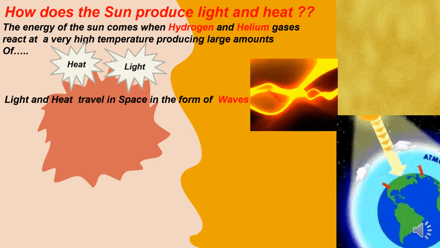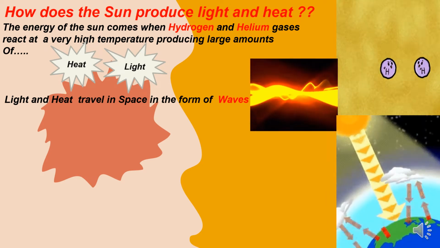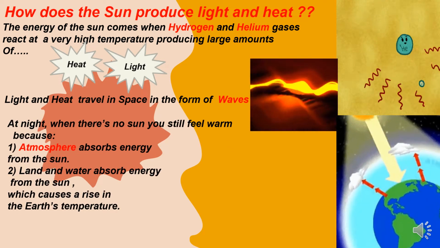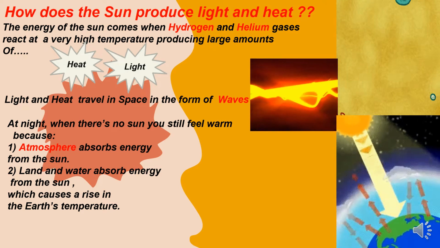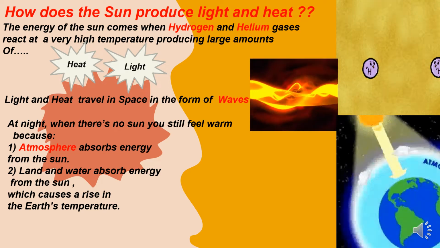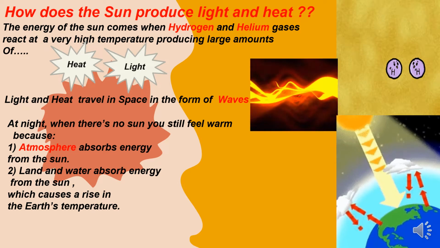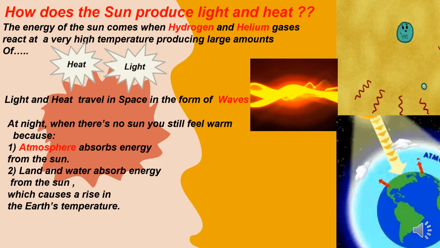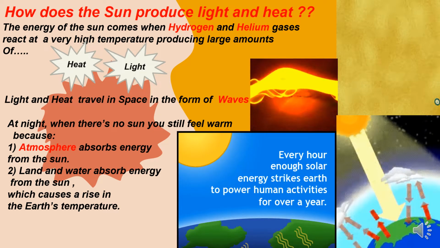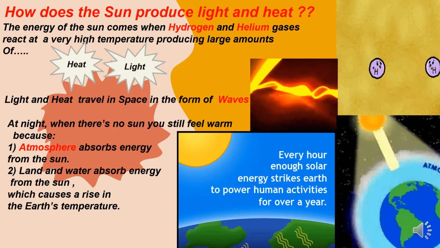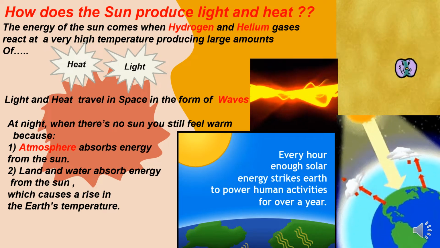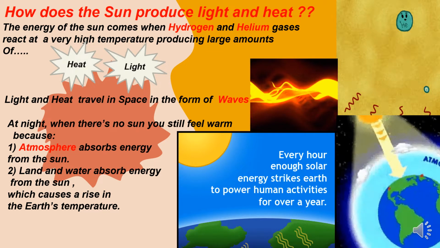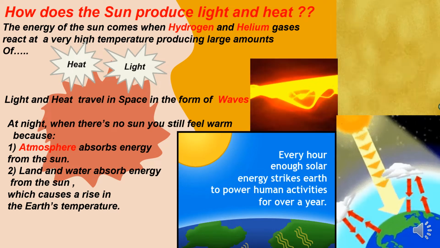Now, let me ask you a question. Have you ever asked yourself what happens at night when there is no sun? Think with me, grade 4. How can you feel warm in the absence of the sun? Excellent, grade 4. You feel warm at night because the atmosphere absorbs energy from the sun. Not only the atmosphere, but also all the land and water absorb heat and light energy from the sun, which causes a rise in the temperature of the earth.